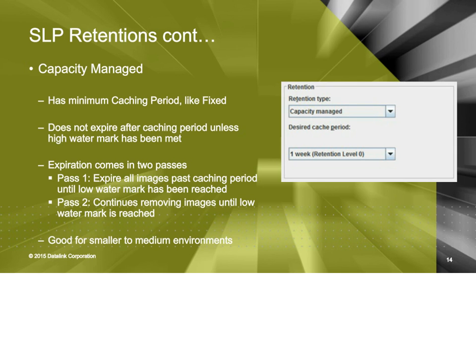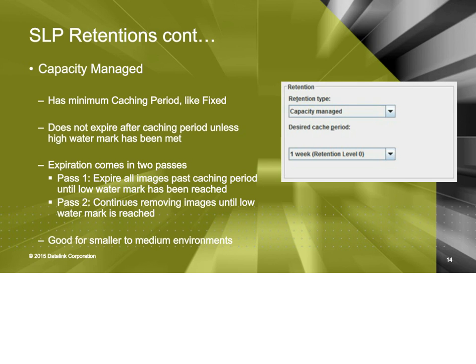But once it reaches that high water mark, it does the expiration in 2 passes. The first pass is going to go through and expire every image that has gone past its caching period. And it does this until it reaches the low water mark or until it runs out of images. Pass 2 comes into play when it has expired all of the images past the caching period, but it still is not past the high water mark. So in that case, it keeps removing images until it reaches the low water mark.